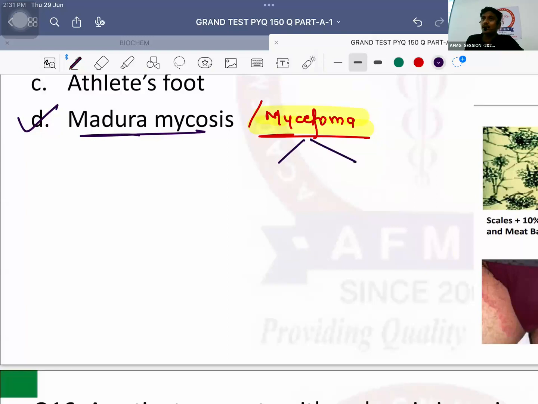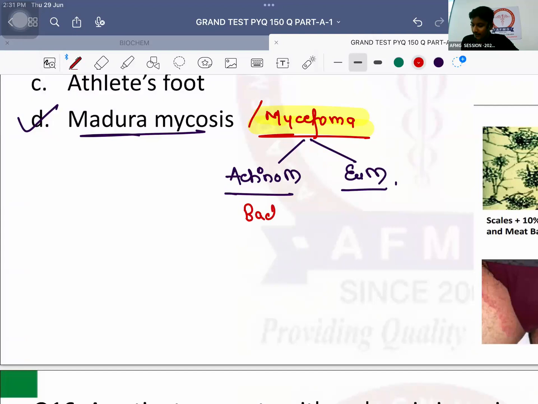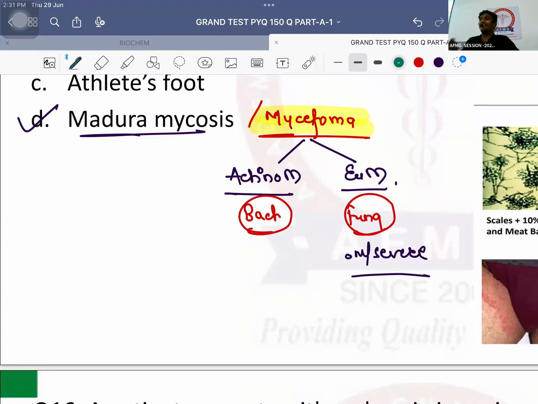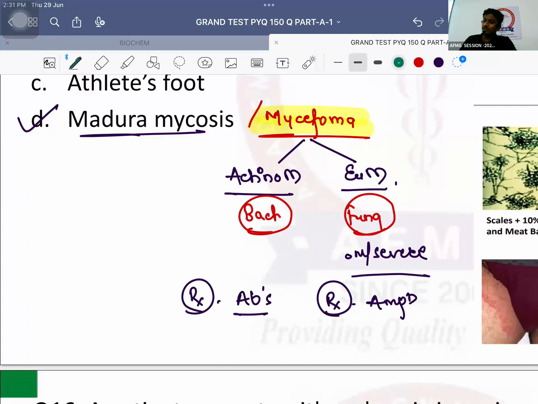Mycetoma can be of two types. The bacterial version is known as actinomycetoma and the fungal version is known as eumycetoma. Please remember. Which is more severe? Very good, the fungal one is more severe. It also causes osteomyelitis or damage of the bone. Therefore, the treatment for eumycetoma will always be amputation. But for actinomycetoma, the treatment can be antibiotics because the patient will respond well to antibiotics.